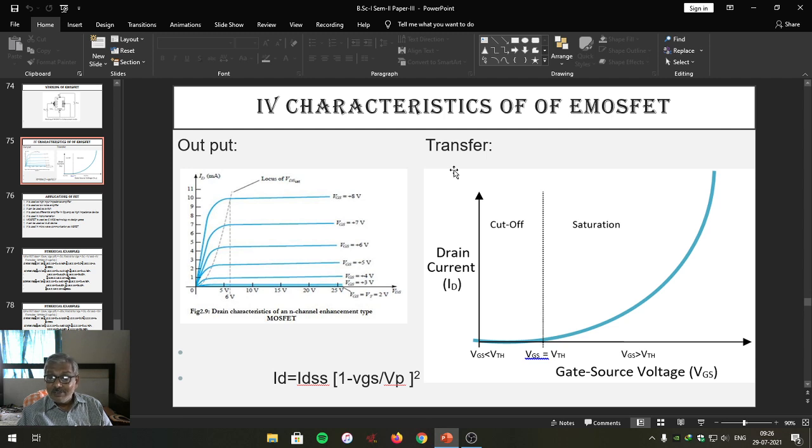Under this particular condition, whatever the graph of drain current ID versus drain to source voltage VDS at constant gate to source voltage is obtained, that characteristics we can call it as the output IV characteristics of the E-MOSFET.